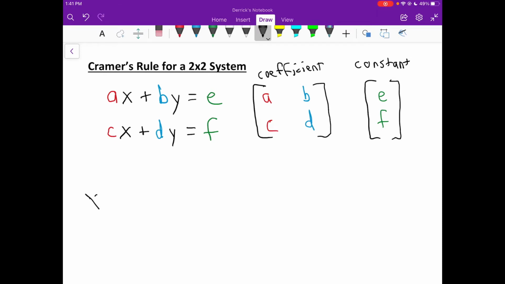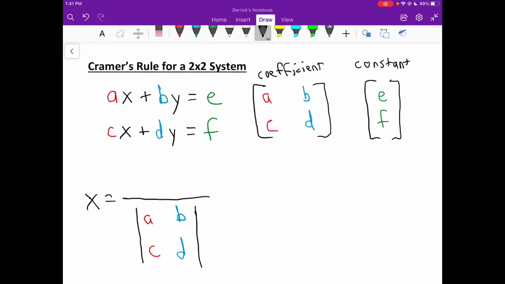So let's say we decide we want to solve for x first. Our denominator, our bottom matrix, is simply going to be the coefficient matrix, nothing altered. So A, B, C, D. That's your coefficient matrix, that's all it's going to be.